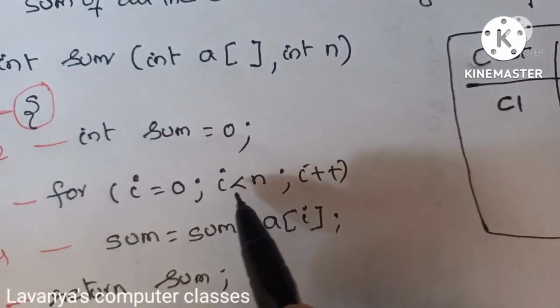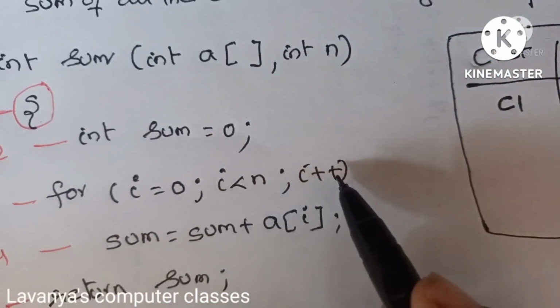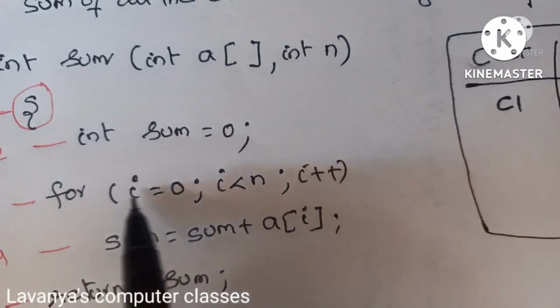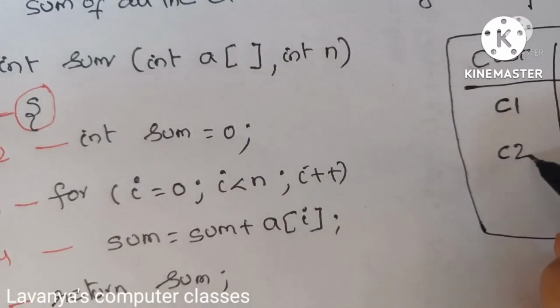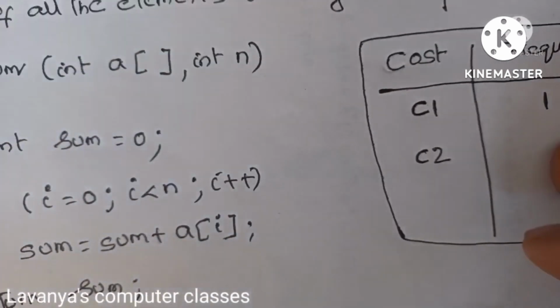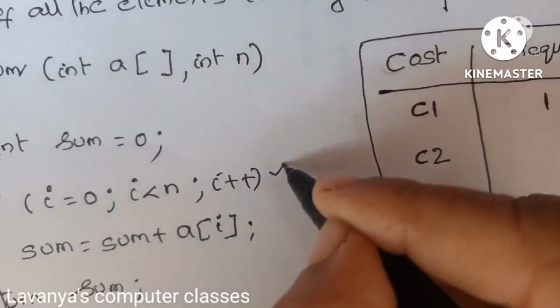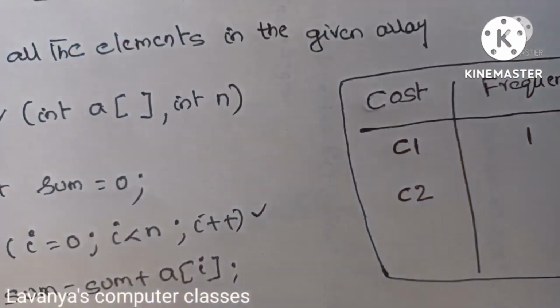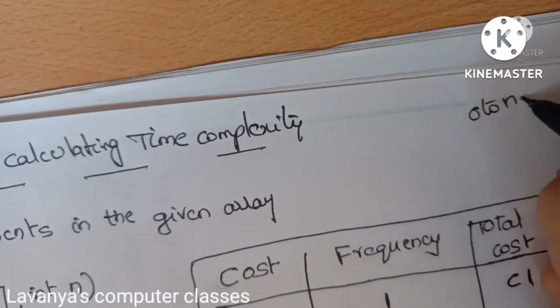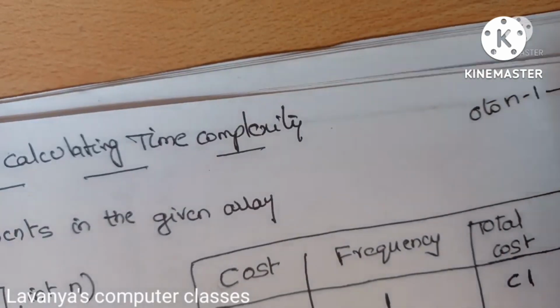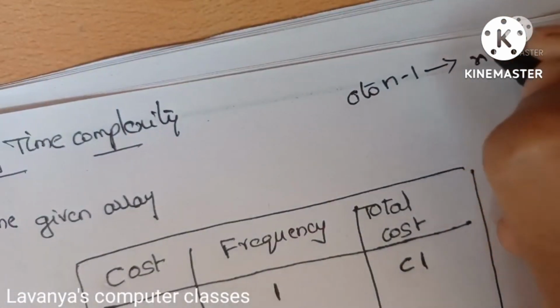Then the loop, for i equal to 0, i less than n, i plus plus. What is the cost of this line? That we also don't know, so take C2, constant time. Then frequency, how many times will this loop be executed? It is executed from 0 to n minus 1. 0 to n minus 1 means how many times? n times.